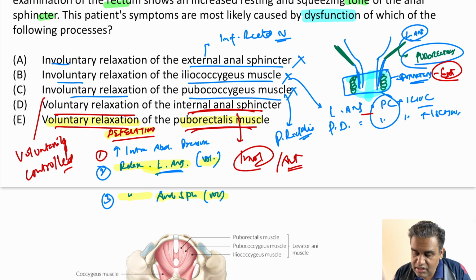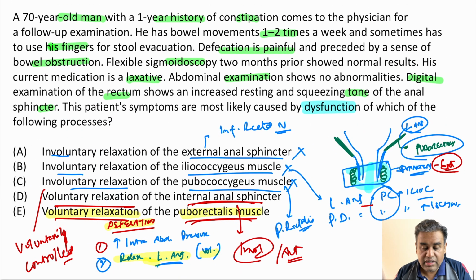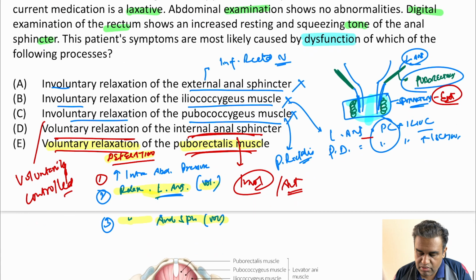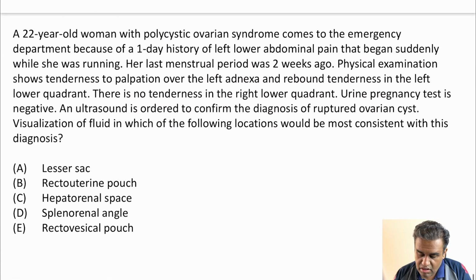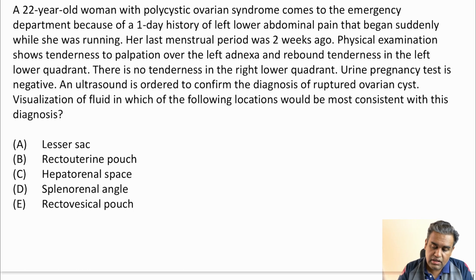Because the internal anal sphincter is a continuation of the muscles of the rectum, the gut muscles which help in peristalsis, and those are involuntary muscles. I know it is a slightly longer discussion, but that is what is needed. Okay, proper defecation. These are all the muscles that are shown over here. Fair enough. Let's see the next one over here.